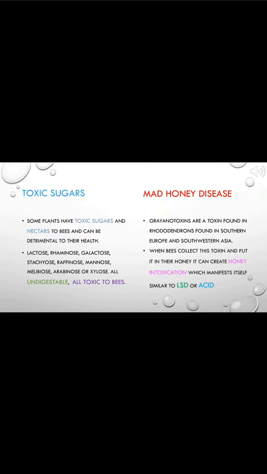Mad honey disease is an intoxication in honey. The toxin grayanotoxin is found in rhododendron in southern Europe and southwestern Asia. Honeybees collect this toxin then incorporate it into the honey, creating honey intoxication. If consumed, it has hallucinogenic properties similar to LSD or acid.